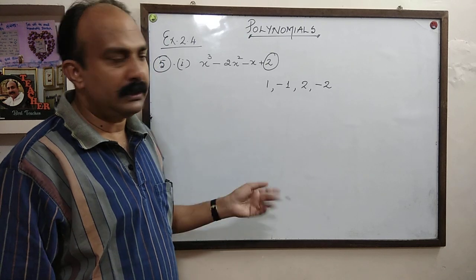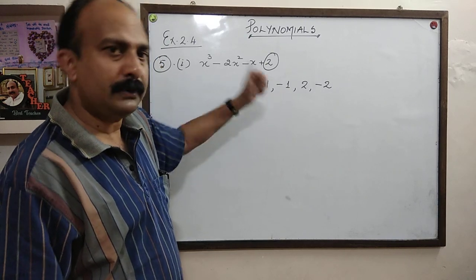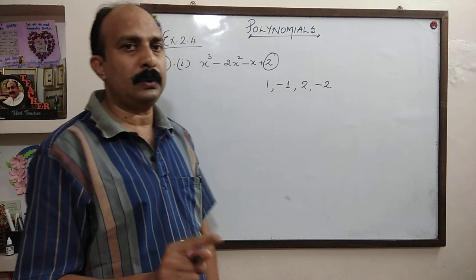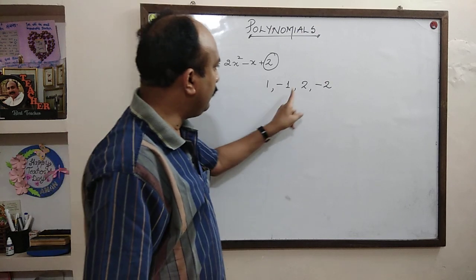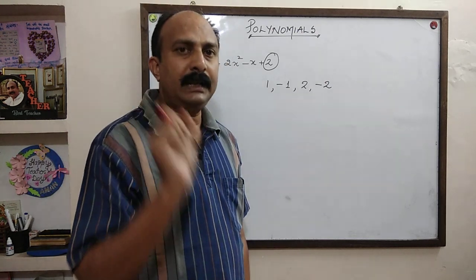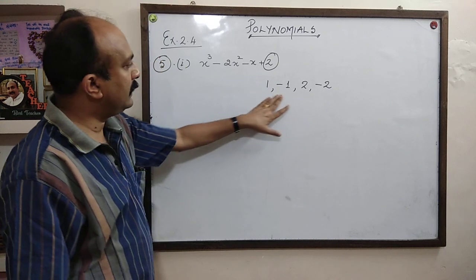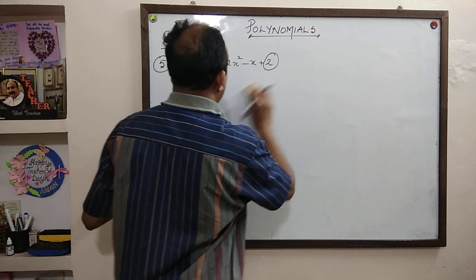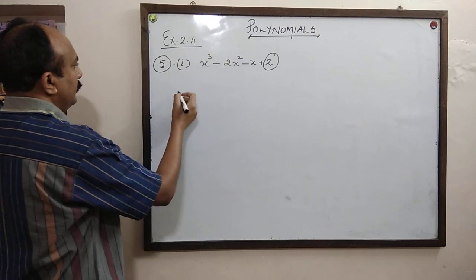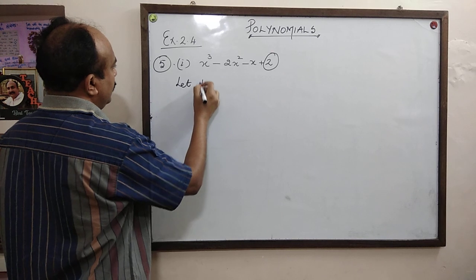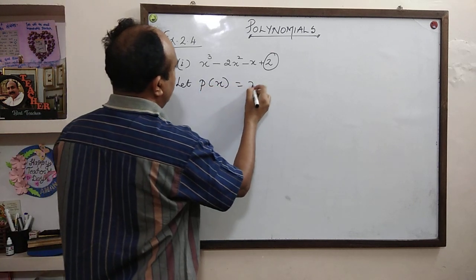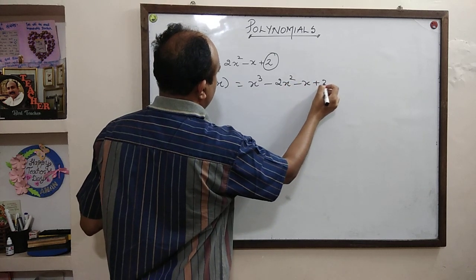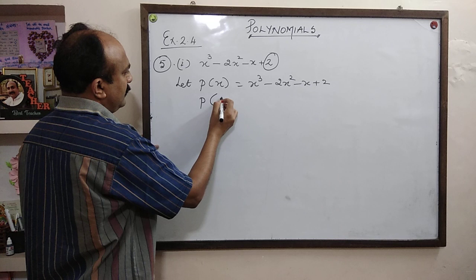If yes, well and good. If not, we will take the second value and repeat, then with third or fourth, until we get the answer 0. And it is sure that for any one of these 4 numbers, you will get the answer 0. So I am taking the first one, that is plus 1, and I am trying. So, first of all, let us take it as p(x). So, let p(x) equal to the given question x cube minus 2x square minus x plus 2. I am trying with the first number, that is 1.